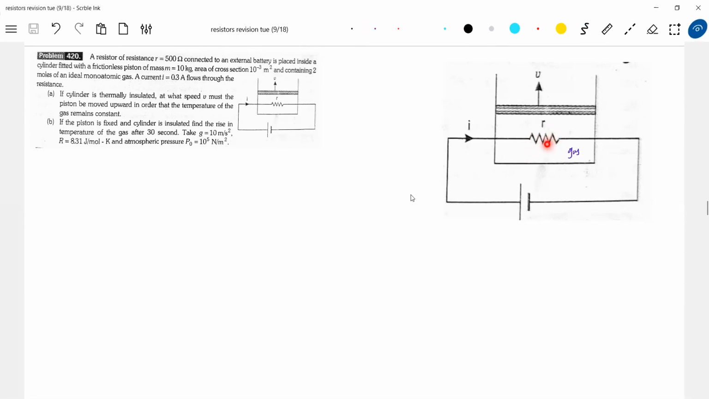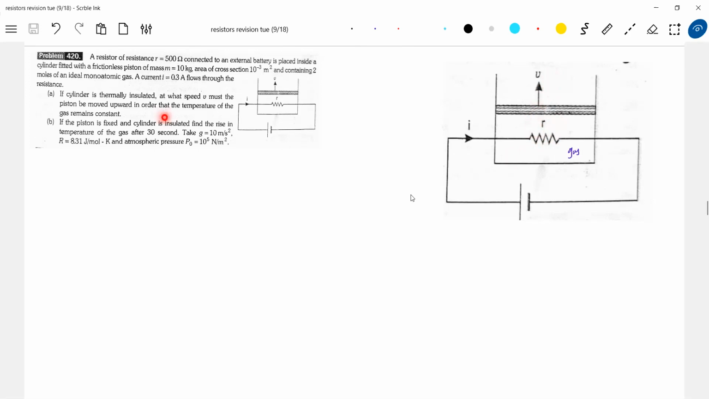So therefore it is not adiabatic, and temperature is constant, so it must be isothermal. And since the piston is moving with a constant speed, it must be isothermal. So what is isothermal? Delta U will be 0, so all of Q will be converted into work done. The power supplied by the heater coil will be utilized to displace the piston.